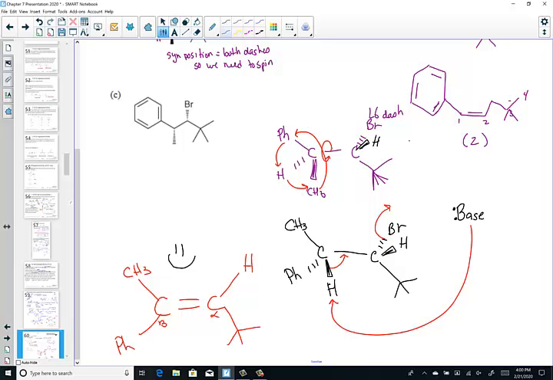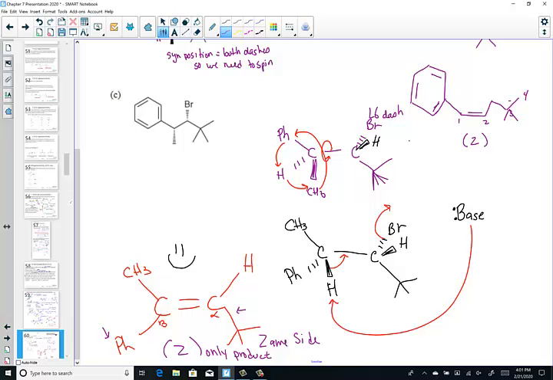So based on priorities, what did we make? Well, the phenyl is the higher priority on this carbon, and the tert-butyl would be highest priority on that carbon, and so that's the same side. This is the Z conformation as the only possible stereoisomer. Letter B forms a Z isomer, only one.